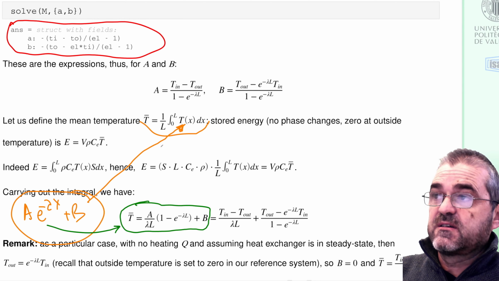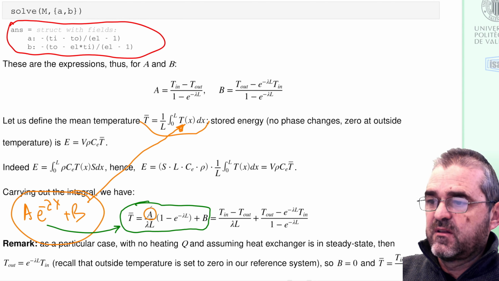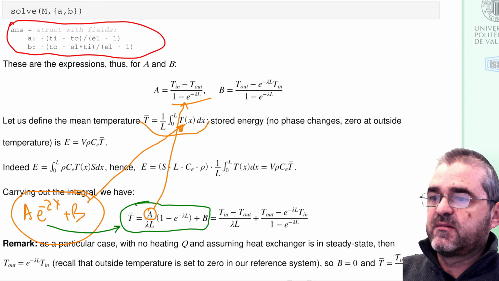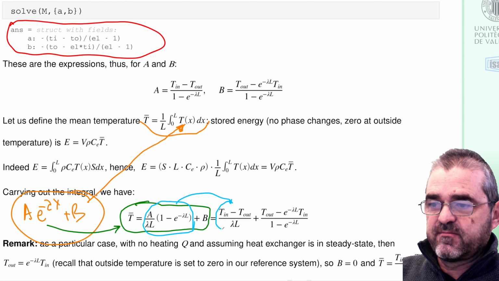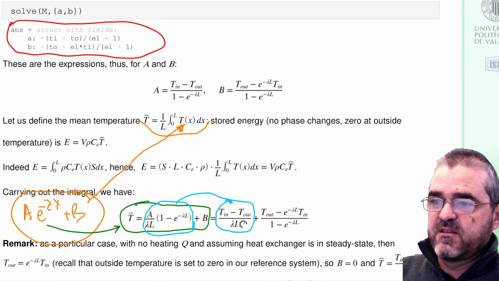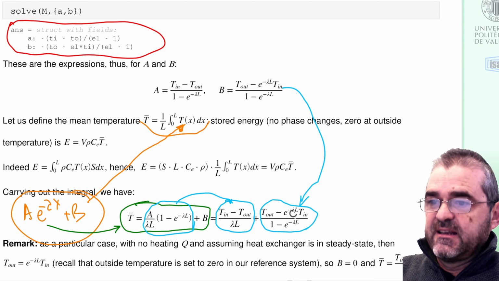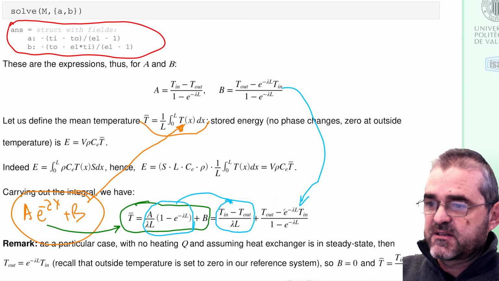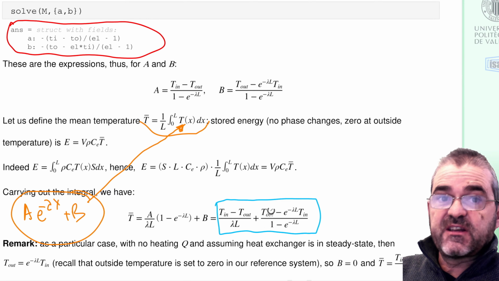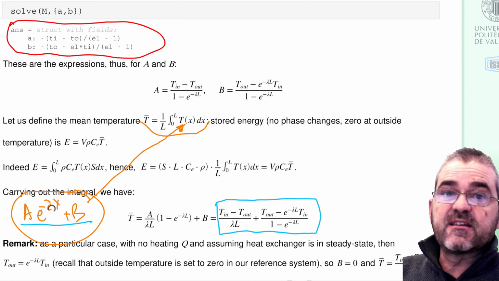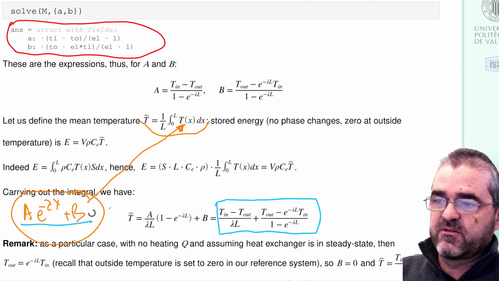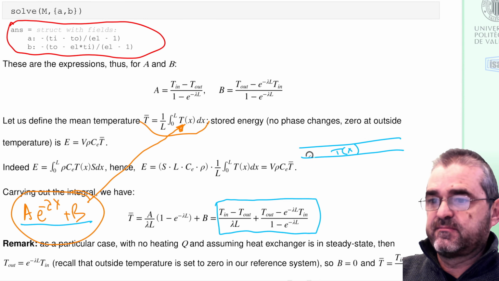So once I know this, I just need to replace this A by this thing and this B by that thing. So this piece of the formula will be just temperature difference divided by lambda L, and B will be copied without changes in here. So this is the average temperature as a function of inlet and outlet temperatures when I assume this internal distribution of the temperature along the pipe.